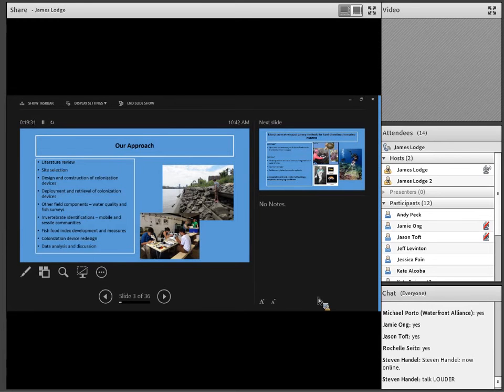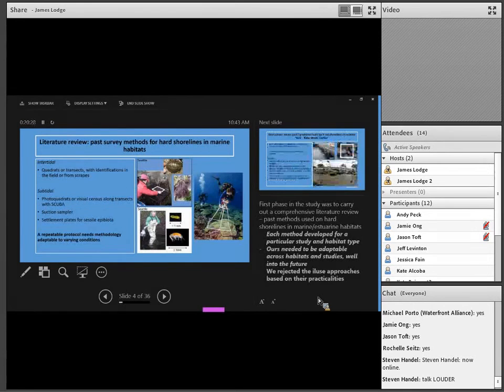So let's go through this in turn. To start off, we did a comprehensive literature review looking at all studies that have been utilising and sampling hard shorelines in marine and estuarine habitats. And we went from Australia to the Mediterranean to the US, and we tried to incorporate as many studies as we possibly could into that literature review. Some of the Seattle work is featured heavily in that lit review, so Jim Toft's work and other work from those people has been really informative for our work here.